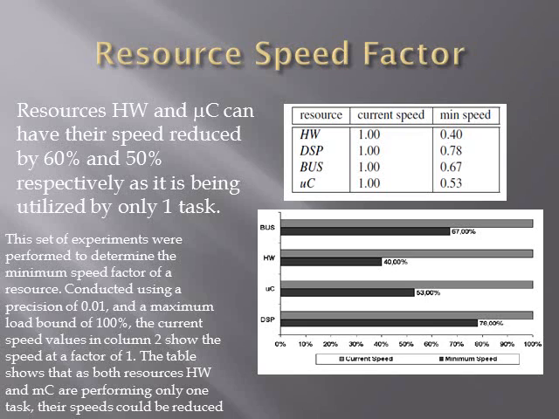This next set of experiments was performed to determine the minimum speed factor of a resource, conducted using a precision of 0.01 and a maximum load bound of 100%. The current speed values in column 2 show the speed at a factor of 1. The table shows that as both resources, HW and M, and the microcontroller are performing only one task, their speeds could be reduced.